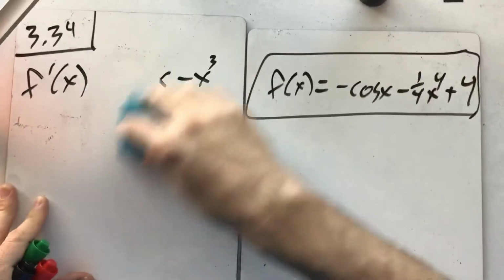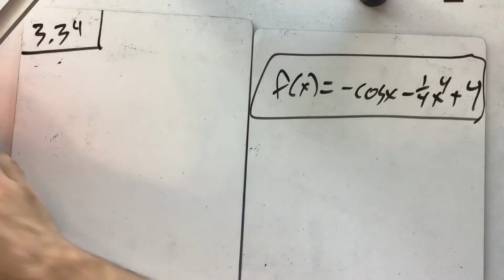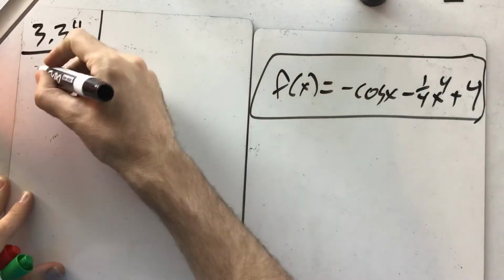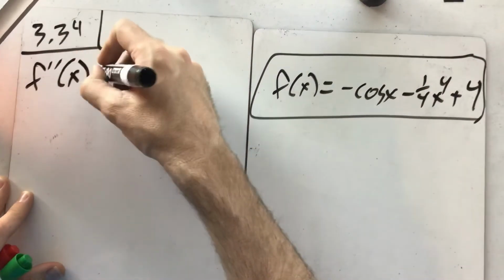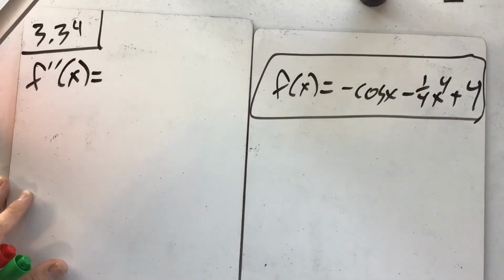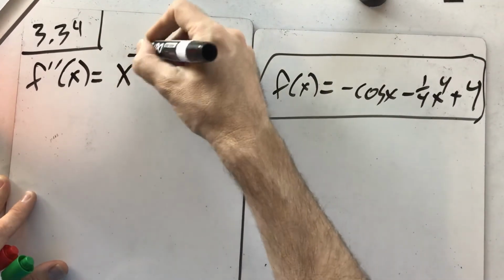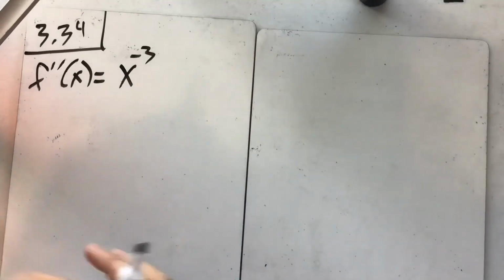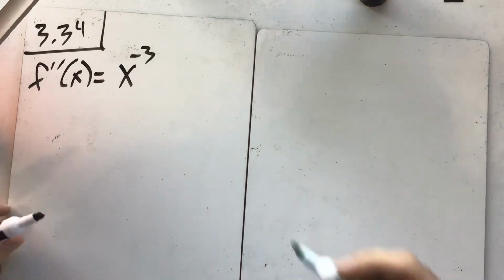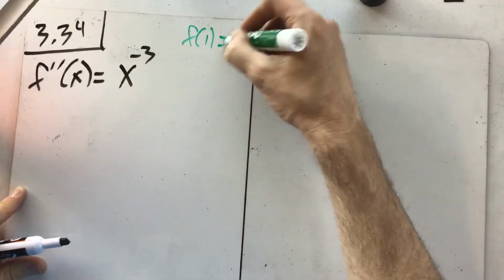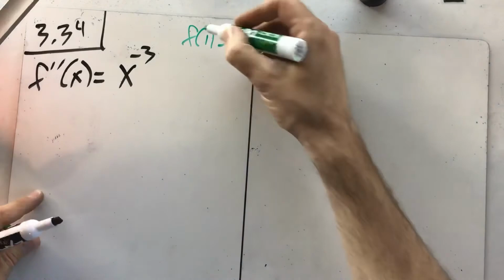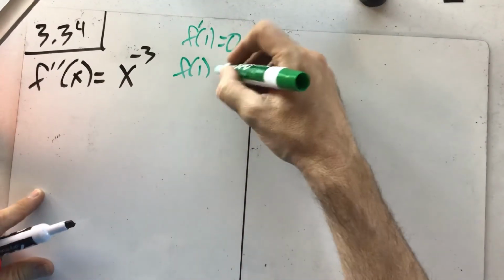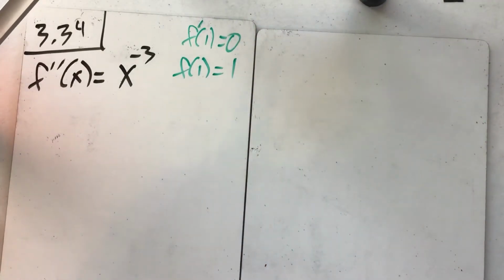But for the next problem, we're going to do this twice, because we're not going to start with the function, we're going to start with the second derivative of the function. So f double prime of x equals 1 over x cubed, or x to the negative 3. And then we're given two extra pieces of information. We're given that f of 1 is 0, and f prime of 1 equals 0, and f of 1 equals 1. So we're given those two pieces of information.